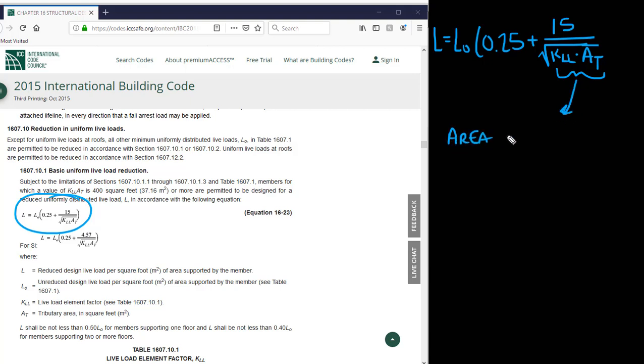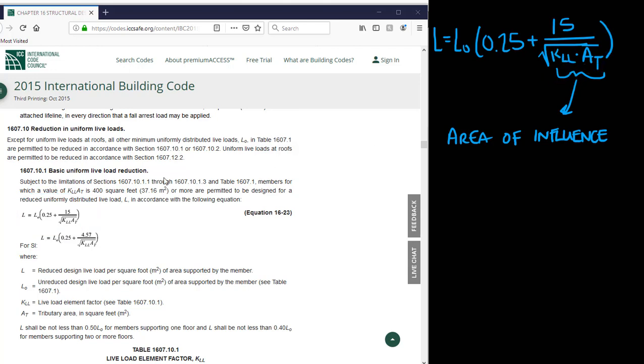For some reason, the IBC likes to define it in terms of tributary area, and then they give you this KLL factor to multiply your tributary area by in order to get area of influence. But personally, I find this method to be a little confusing, especially when you have irregular grid spacings or irregular column layout. It can get very confusing with these factors. So instead, it's a lot simpler just to look at what your area of influence is and calculating that directly and not worry about this KLL factor.